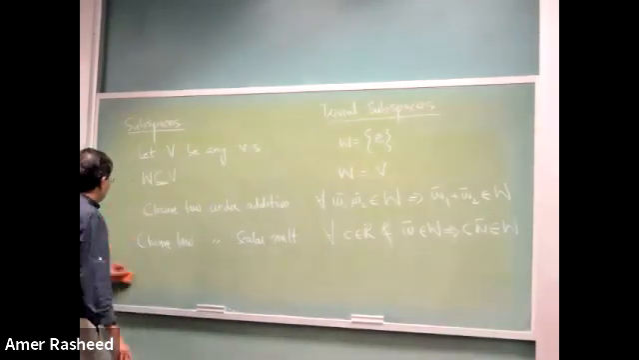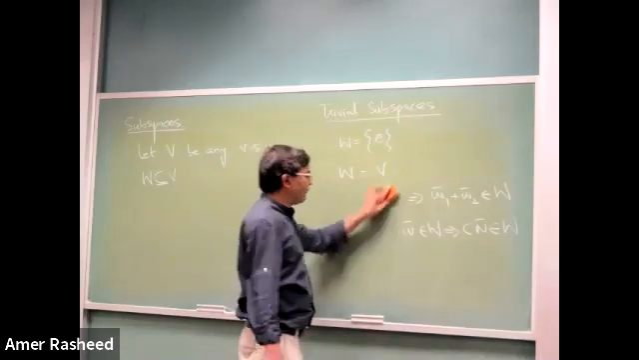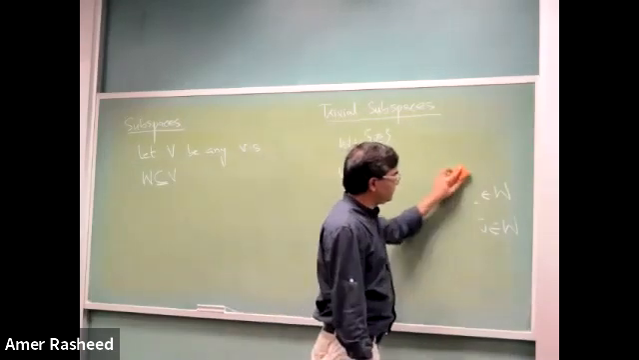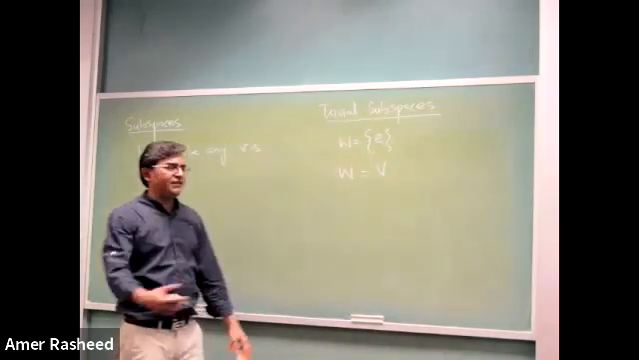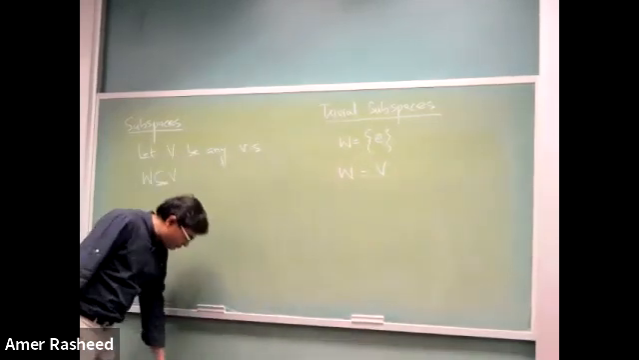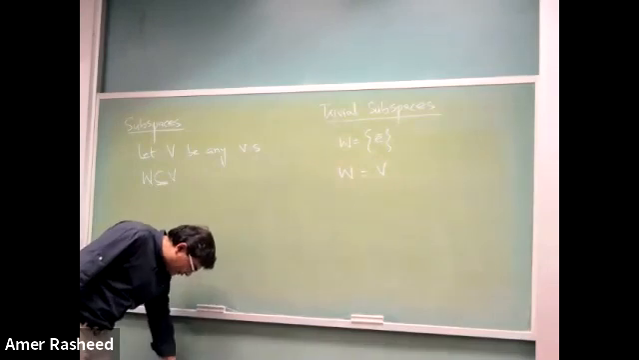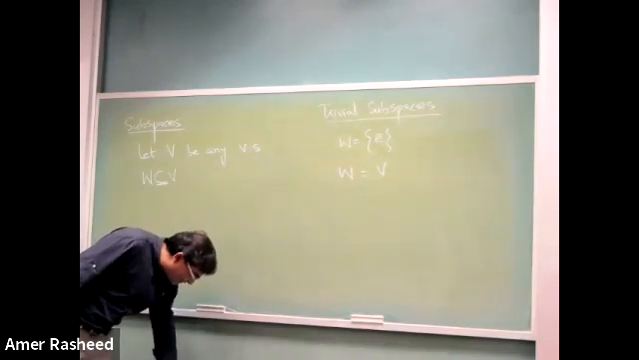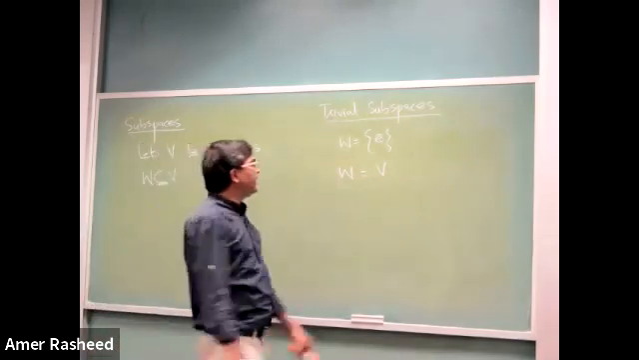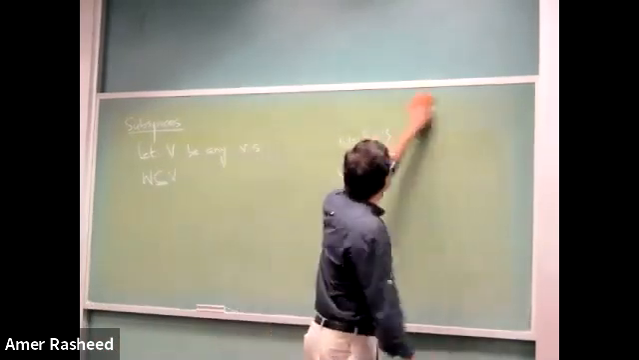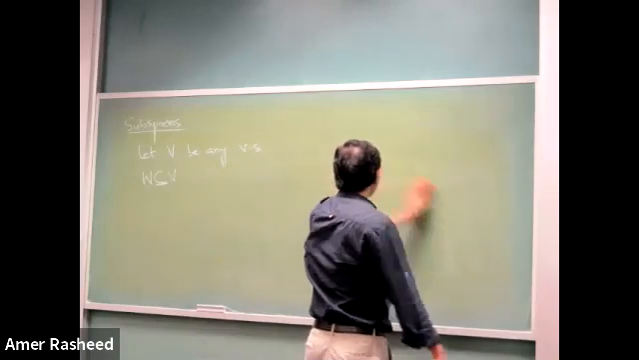Now, the upside-down A symbol that we put here, I mean flipped upside down, means for all. For all, for every pair of elements in W, or for any two elements. So these are the two trivial subspaces.